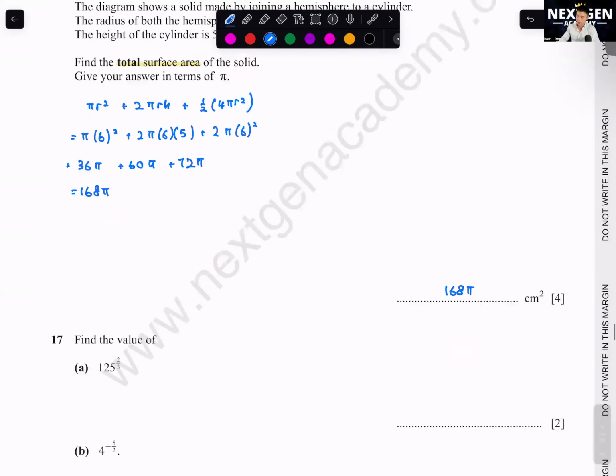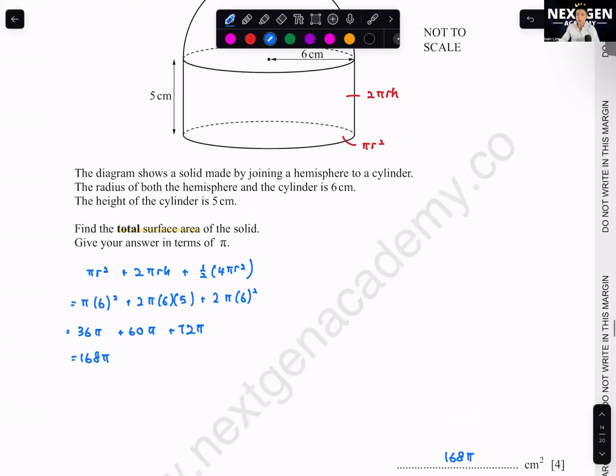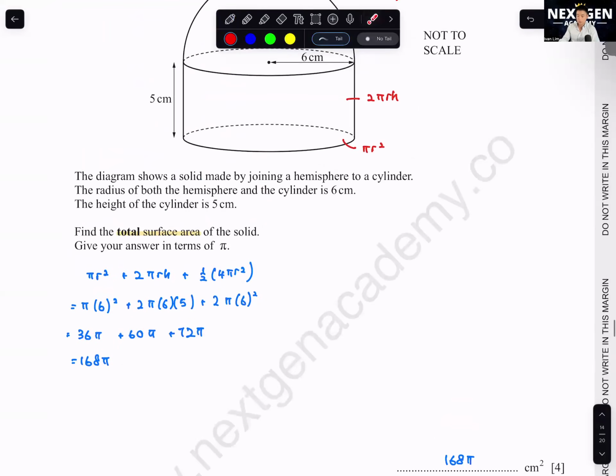Where did you get 2 pi r? 2 pi r is the circumference. My friend, circumference is 2 pi r. You are calculating the bottom here. It's the area of a circle. 2 pi r is the length of the outside part. 2 pi r square. Okay.